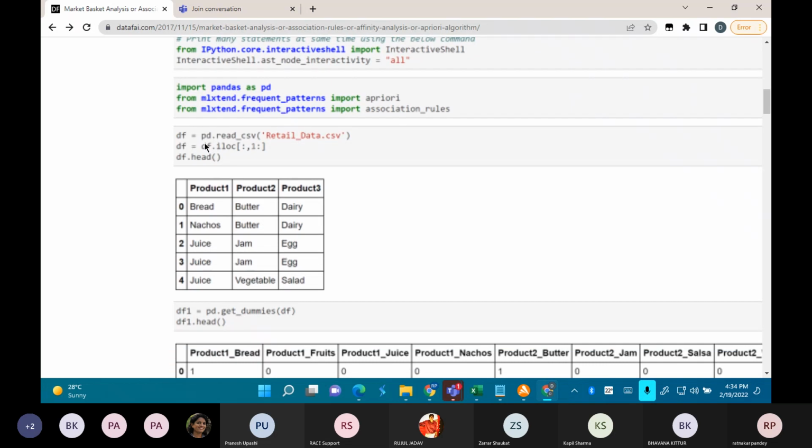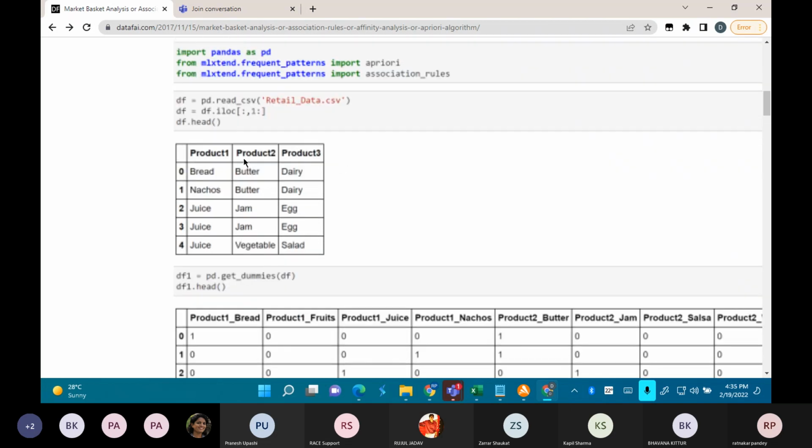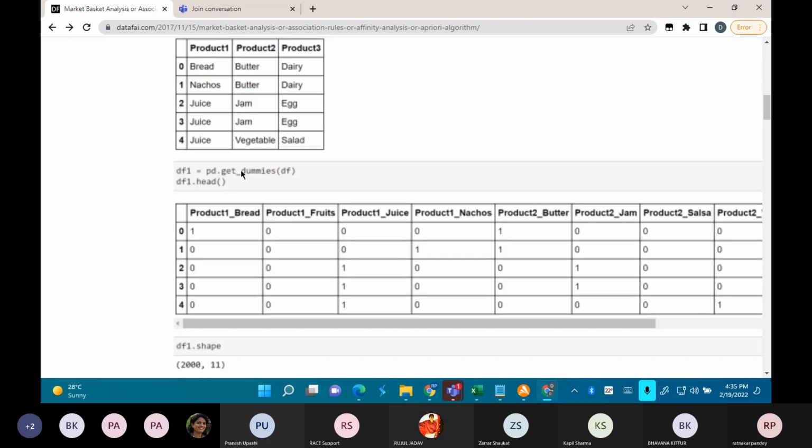What is happening over here? Column 1 till end indexing. So we are grabbing all the rows, and the columns starting at 1 till the end. So it will give you this data. Then we are doing pandas get_dummies. Has anyone used this one? Pandas get_dummies? First class you've done it.